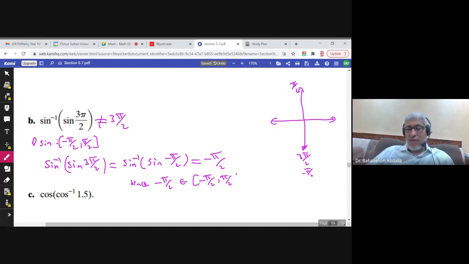So if you write in the calculator sine inverse sine 3π/2, you will find that the answer is -π/2, and it is not 3π/2.